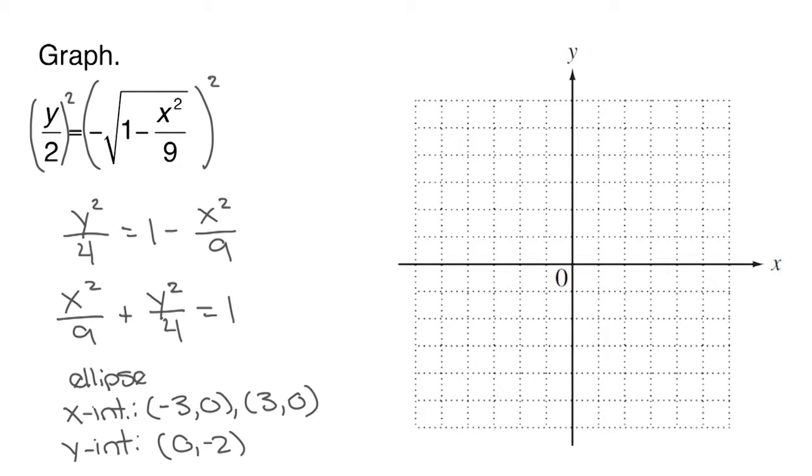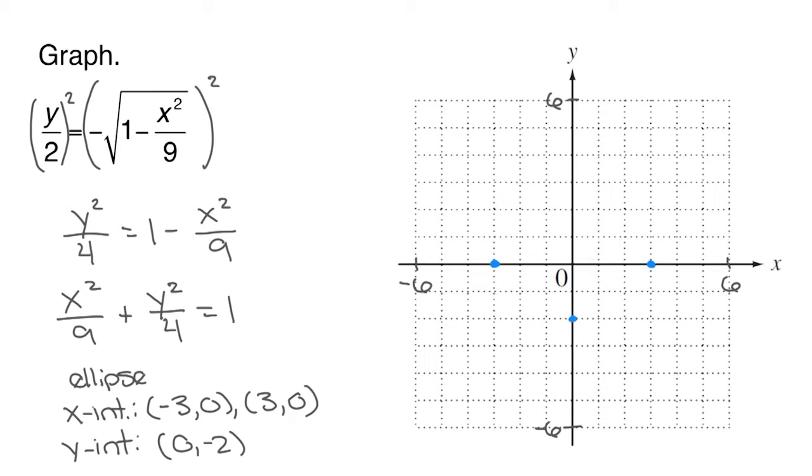To graph, we'll first label our coordinate grid, letting each dotted line represent one unit. So the minimum on each axis is negative 6, and the maximum is 6. We plot our intercepts. So our x-intercepts are negative 3, 0, and 3, 0. So we find negative 3 and 3 on the x-axis. And then we have our one y-intercept at 0, negative 2.